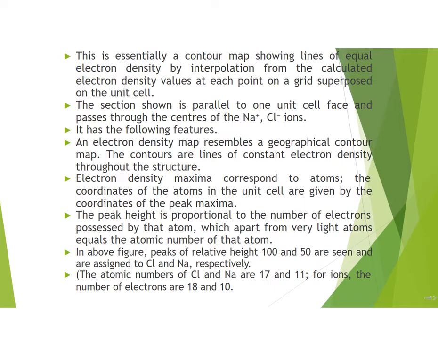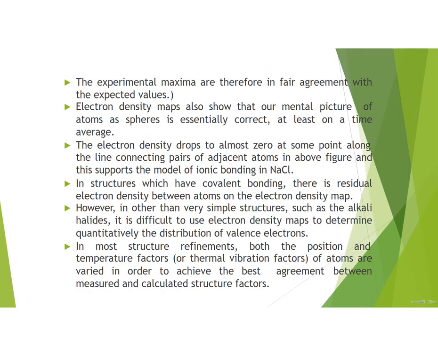possessed by that atom. In the above mentioned figure, peaks of relative height 100 and 50 are assigned to chlorine and sodium respectively, while the atomic number of chlorine is 17 and that of sodium is 11. And in the case of ions, the number of electrons is 18 for chloride ion and 10 for sodium ion. The experimental maxima obtained from the electron density map are in fair agreement with the expected values.